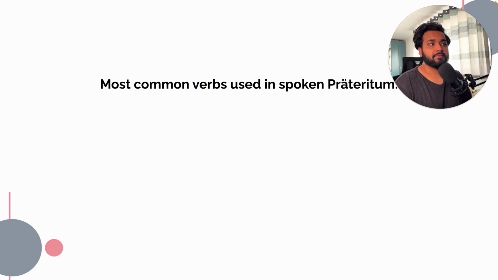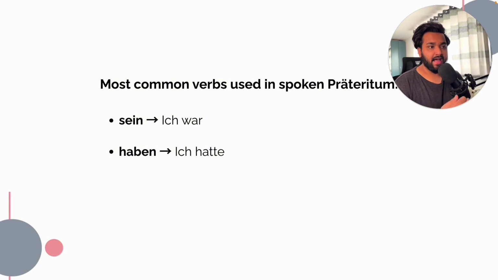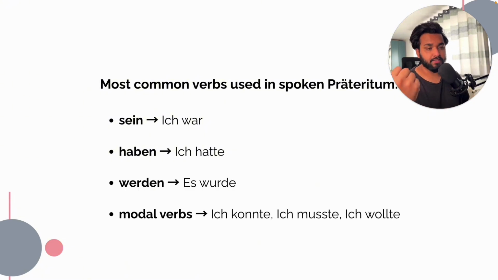Here are some of the most common verbs used in spoken Präteritum. The first one is sein. Sein is to be, and the Präteritum form of sein is war. Okay? Ich war. Then haben. Ich hatte. Then werden. Es wurde. Modal verbs like ich konnte, ich musste, ich wollte. So ich war means I was, ich hatte means I had, es wurde means it became, and for the modal verbs, konnte means could, musste means had to, and wollte means wanted to.